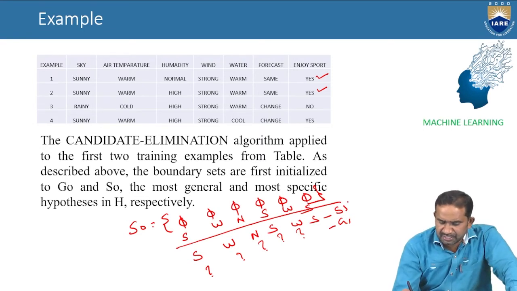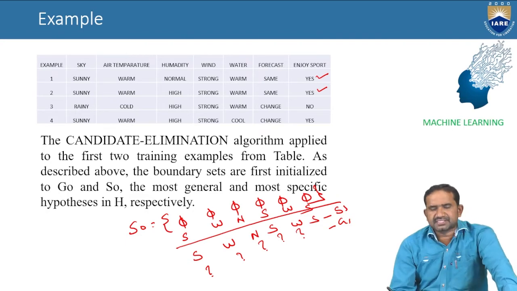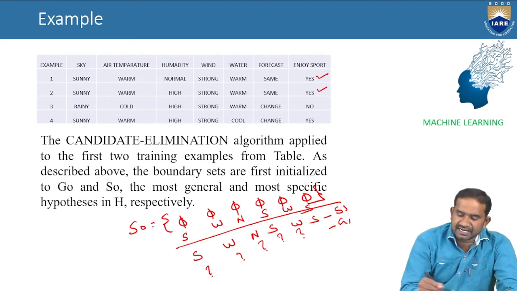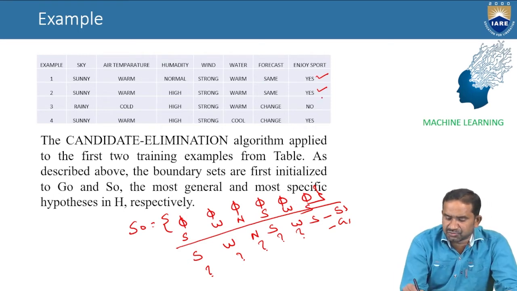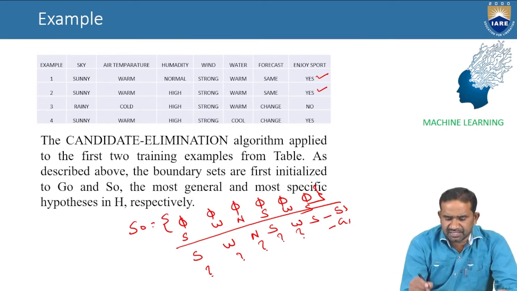And then this is about the specific hypothesis from the example. Then we can compare this S1 specific hypothesis with the given training example, the second training example. Why? Because we can check whether it is positive or negative. So automatically it is a positive. So we can check all the parameters.